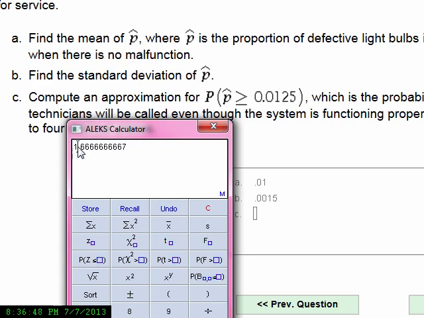So I highlight this, and p of that, and I have to do 1 minus, because that does less than or equal to, and we want greater than or equal to. Now, if it said less than, we wouldn't have to do the 1 minus. And we get 0.0477, and round your answer to 4 decimal places. So 0.0478.